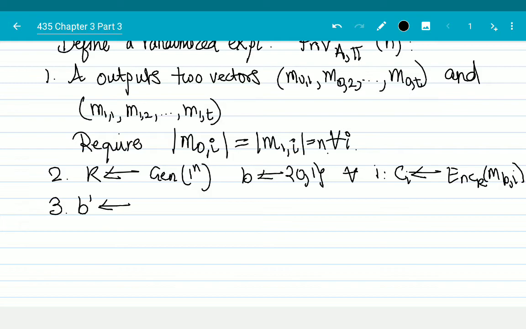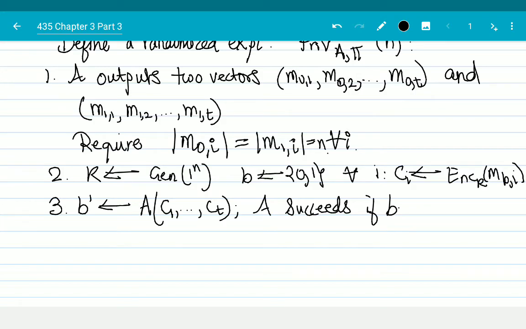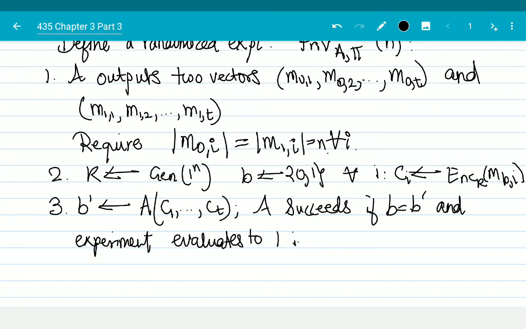B prime is generated by A after seeing the ciphertexts c1 ... ct, and we say A succeeds if b is equal to b prime, and the experiment evaluates to 1 in this case.